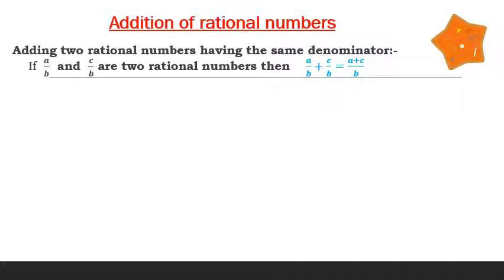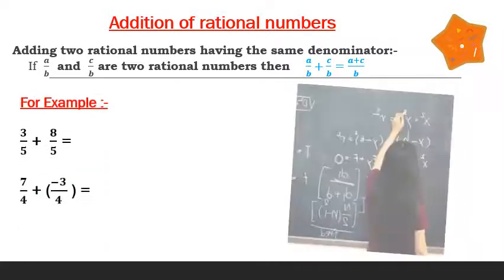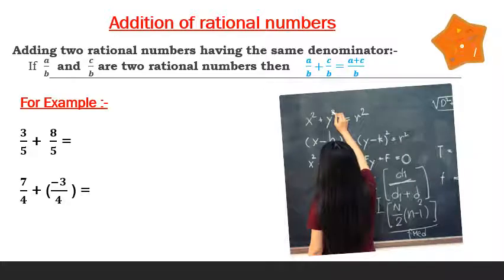First, the same denominator. If A over B and C over B are two rational numbers, then A over B plus C over B equals the common denominator, B, and adding A plus C. For example, 3 over 5 plus 8 over 5 has the same denominator, so write the common denominator 5 and add 3 plus 8. 3 plus 8 equals 11 over 5.